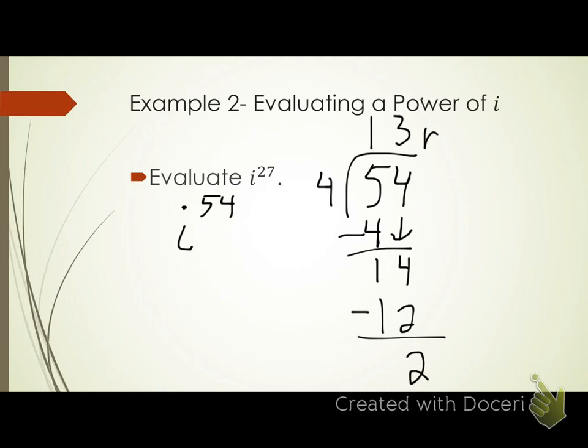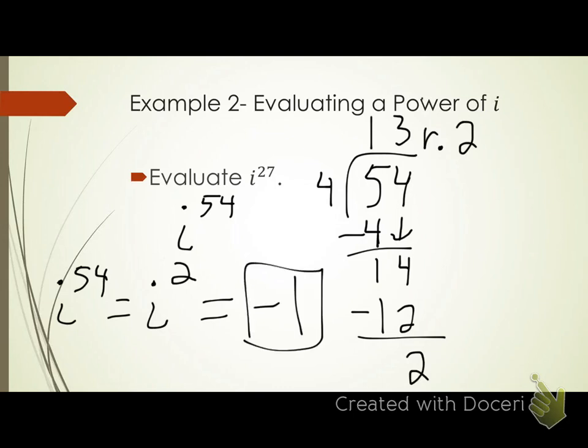What's my remainder? 2. So i to the 54th power equals i to the 2nd power, because that's what my remainder is. Right? What does i squared equal? Negative 1. So there's my answer. Does everyone see that?